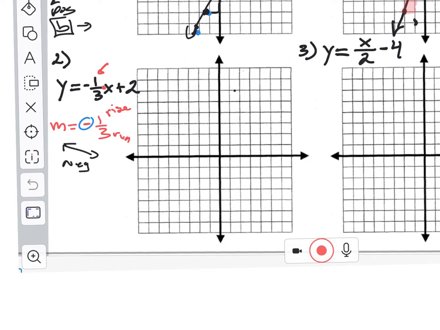And where is our y-intercept? Our y-intercept is at +2. And remember, that is on our y-axis. That's where we're going to start. So we're going to start at +2. That is your b.